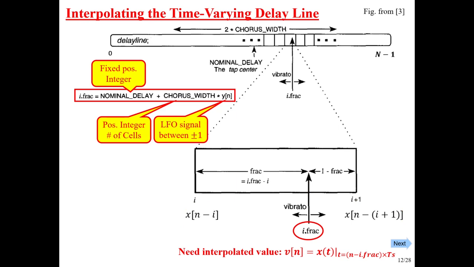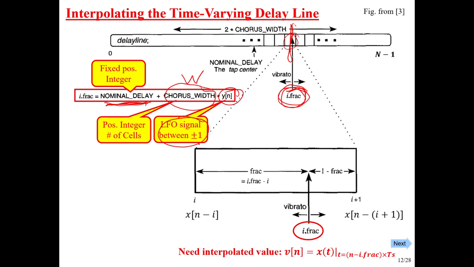define the value of the delay, the location of this delay, with an integer part and a fractional part. So this is the delay value that we compute. It comes from taking the nominal delay times the chorus width, that's what we called W before, times y of n, which is our LFO signal that goes between plus and minus 1. That's the sinusoid that we looked at before.